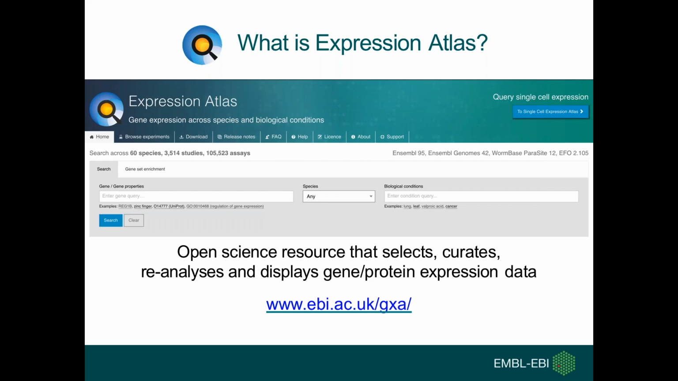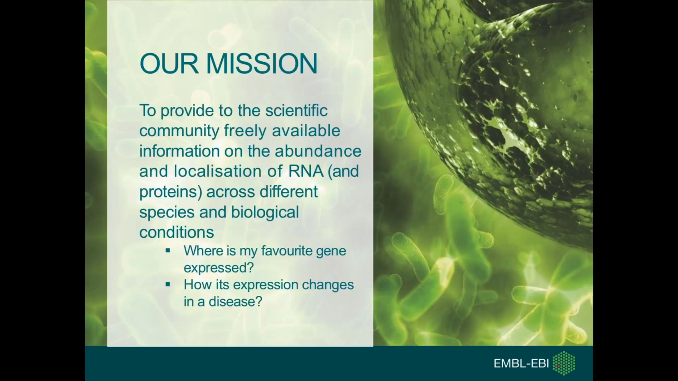So, what is Expression Atlas? It is an open science resource that selects, curates, reanalyzes, and finally displays gene and protein expression data. The website where Expression Atlas is hosted can be found at www.ebi.ac.uk/GXA. Our mission is to provide the scientific community with freely available information on the abundance and localization of RNA and proteins across different species and biological conditions.